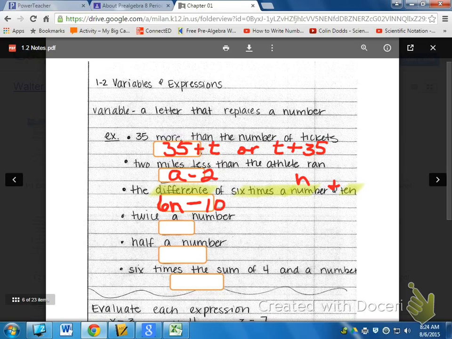Next, twice a number. Twice a number. Who wants to try this one? Stephen, what's the part there that we don't know? The number. What would be a good variable for number? N. Very good. So twice that n, how would that look? N times 2. Yeah, and I'm thinking that the way that we want to kind of get it in standard form here, 2n. And that literally means 2 times n, which is twice a number. All right, next, half a number.